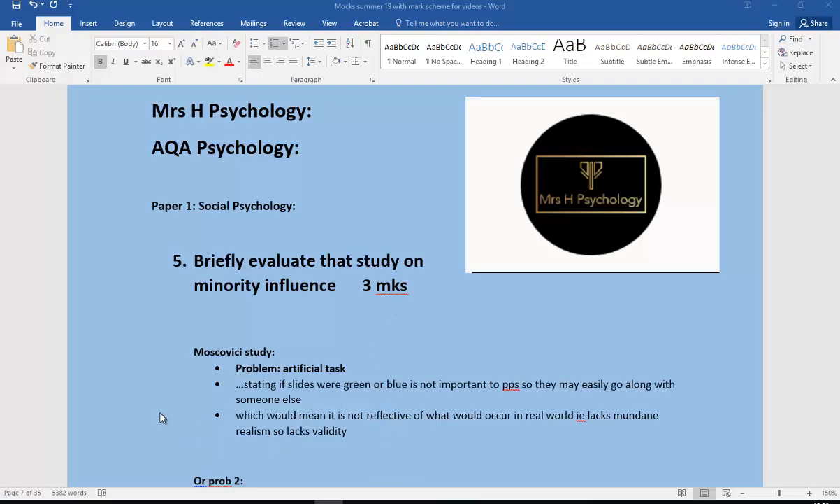Okay, so if you had the Moscovici study, first of all, start off with something that you're going to direct the examiner to. So problem 1 is that it was an artificial task, let's say. In other words, because stating if the slides were green or blue is really not that important to participants, they might easily go along with someone else's view. It's not important to their moral code or anything. It's not really important to their life. And therefore they're much easier to persuade than if it was something much more pertinent to them. So that would mean it's not going to reflect what would occur in the real world, therefore it lacks mundane realism and therefore it lacks validity.